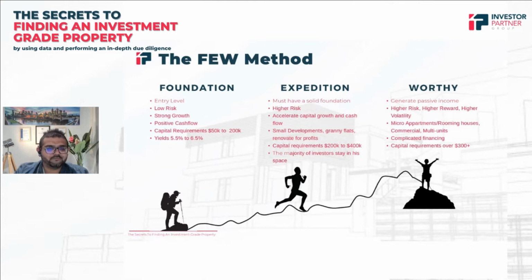Both are as important. Expedition properties. So expedition properties are the next in line. They still offer decent growth and yield, but these are properties where the returns are built into them. Expedition properties can also be great foundational properties if they come with a decent yield. They start somewhere around 500,000 and grow from there.